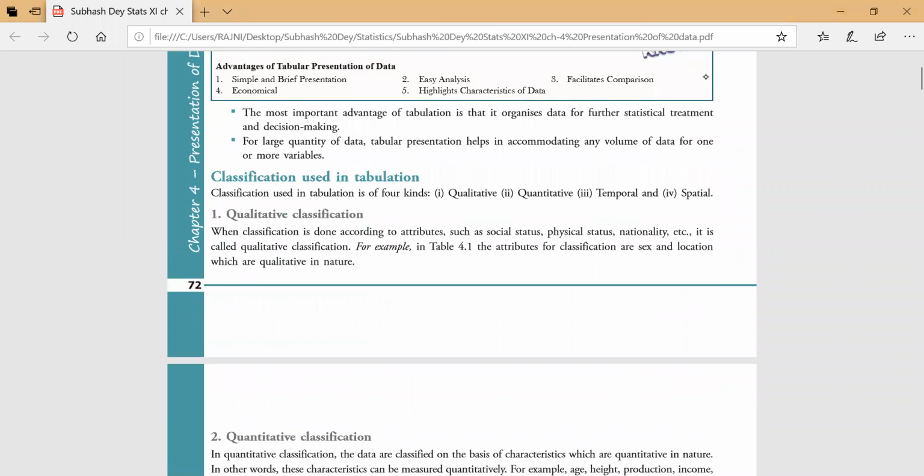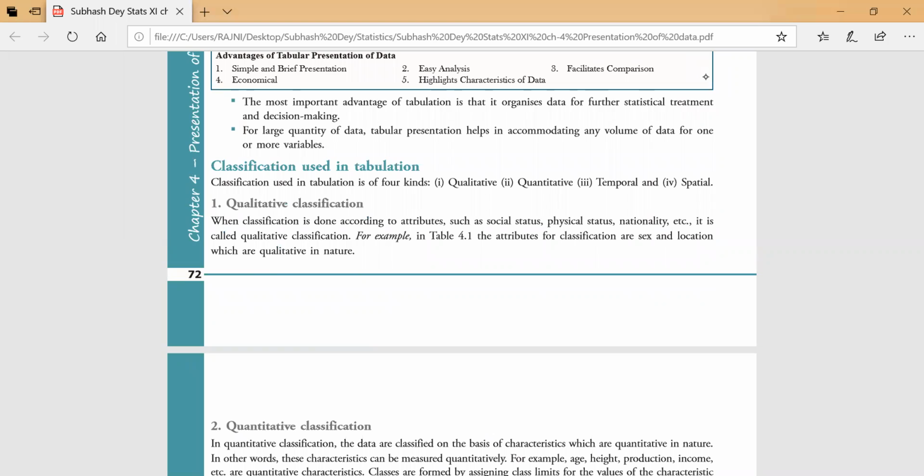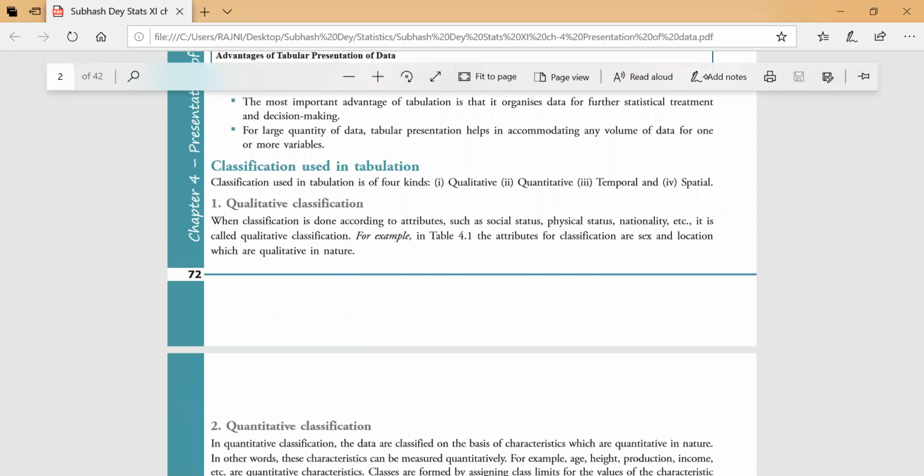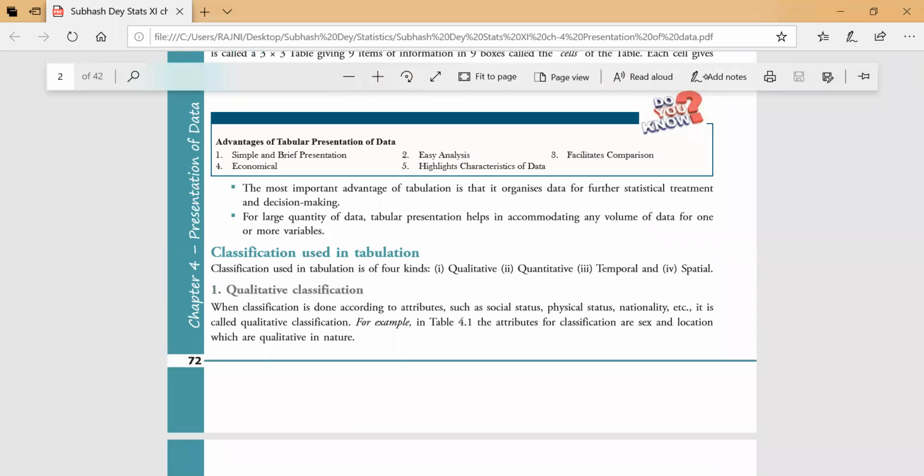What are the different advantages of it? If a person is representing the data with the help of a table, it is a very simple way to present the data. With its help, we can analyze the data very easily. It gives a simple and brief presentation and easy analysis. It also facilitates comparison between the different variables. It is a simple as well as less expensive method. It also highlights the features of the data.